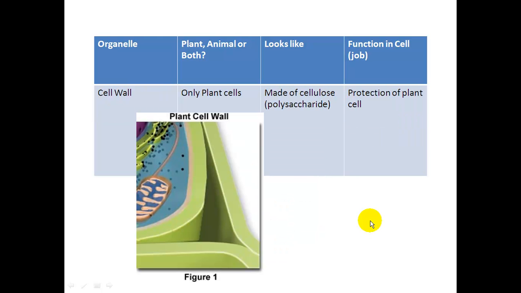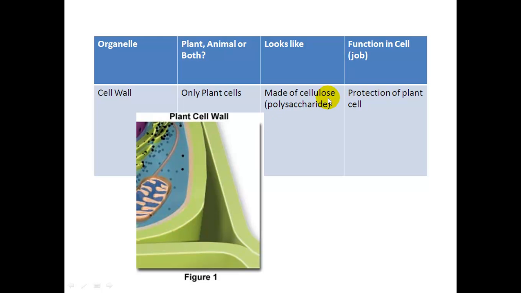Okay? The next organelle is the cell wall. The cell wall is only in plant cells. As you can see, it's very thick, this green here, and then this is another cell's wall, and this is a different cell's wall right here, because cell walls are next to each other from adjacent plant cells.